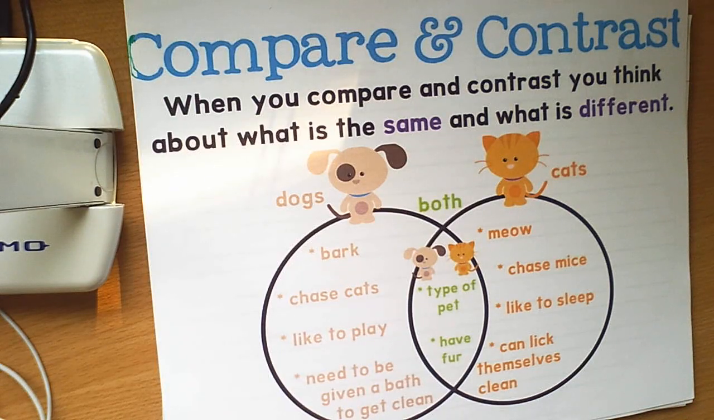Okay, so like I just said, today we will be comparing and contrasting two stories. Our I can statement was I can compare stories from different perspectives. So we will be comparing the Three Little Pigs and the true story of the Three Little Pigs. Now, before we jump into comparing the two stories, first we have to know what it means to compare and what it means to contrast.